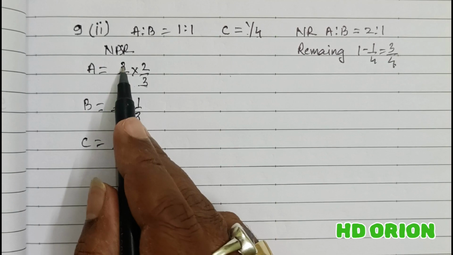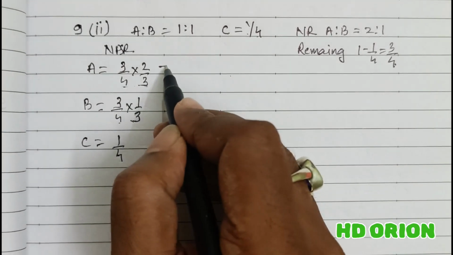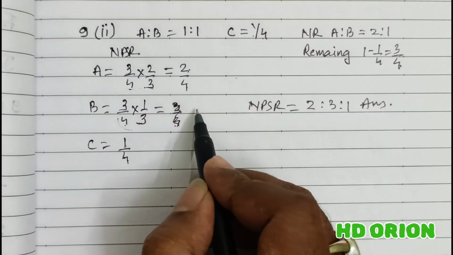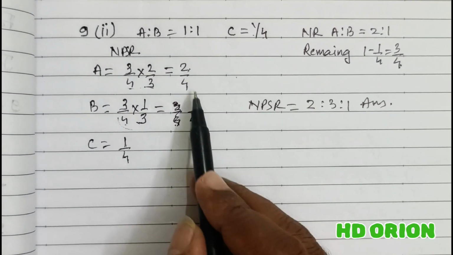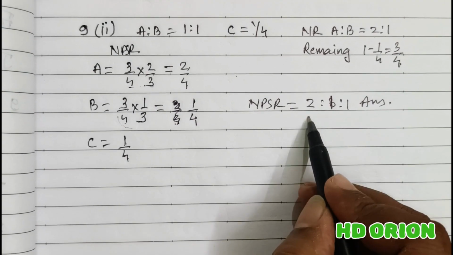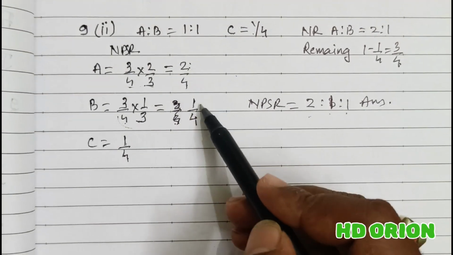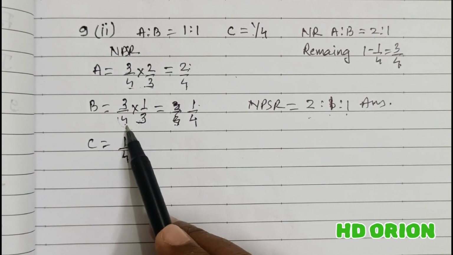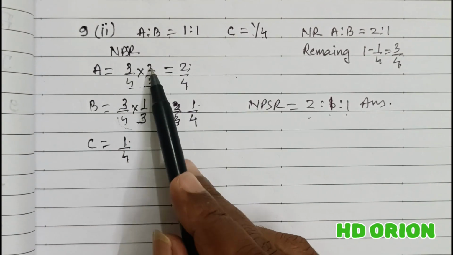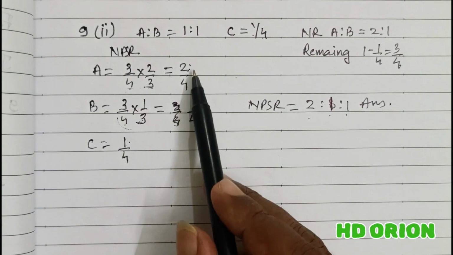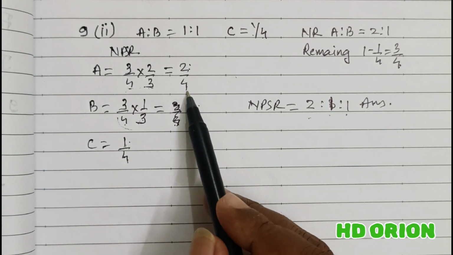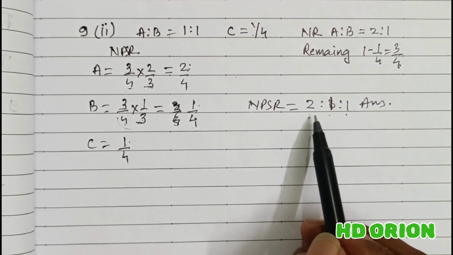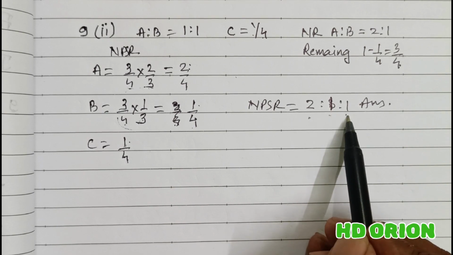Or you can eliminate it. 3 can be cancelled. So how much is it? It is 2/4. Here it is 1/4. Fine. So the answer is how much? 2:1:1. Because these 3 will cancel, and what is remaining? 1 and 4. Here also 3 will get cancelled, and what is remaining? 2/4. We are not cancelling it further because we want 4 in the denominator for our easy calculation. Therefore, the new profit ratio will be 2:1:1.